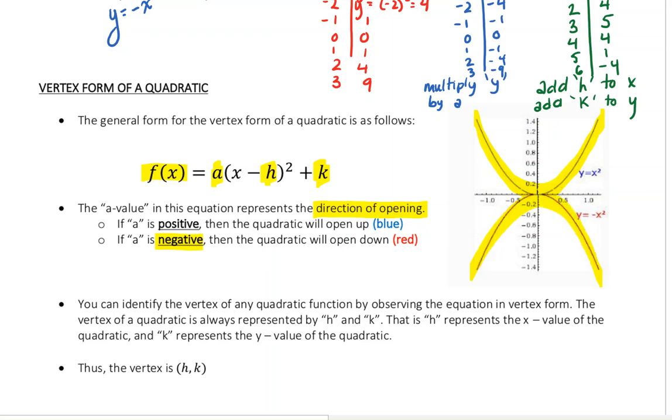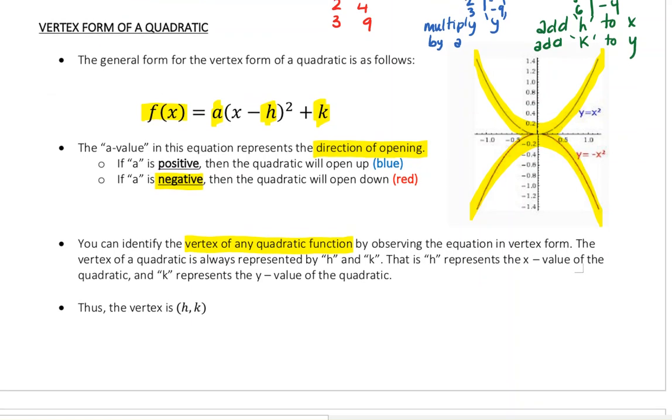You can identify the vertex of any quadratic function by observing the equation in vertex form. That's why they call it vertex form. The vertex of a quadratic is always represented by the h and the k values. That is, h represents the x value of the vertex, and k represents the y value.